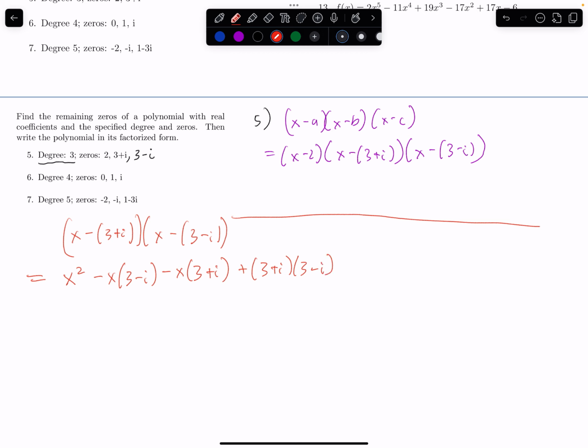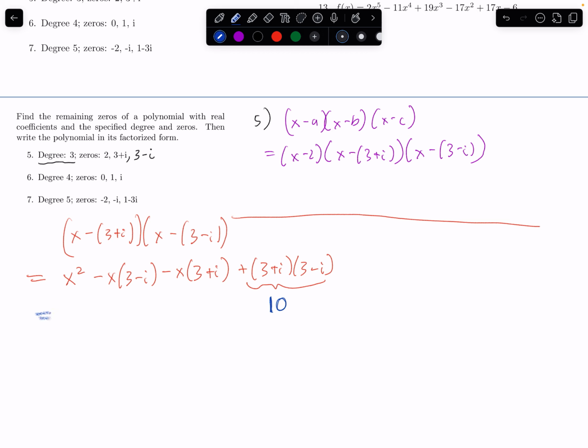I'm too excited to do this, so I'm going to go straight to this guy right here. Remember we said that's a squared plus b squared? So in this case, it would be 3 squared, which is 9, plus 1 squared, which is 1. So 9 plus 1 is 10. So beautiful. The i's are gone there.